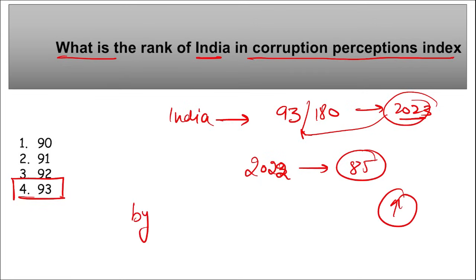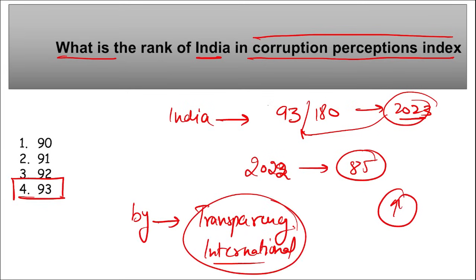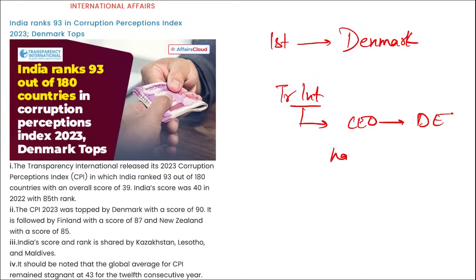This data was released by which organization? This corruption perception index was released by Transparency International, in which the rank of India was 93. In this index, which country has secured the top position? It was secured by Denmark. Denmark was on the top position. Mark this. Then if we talk about Transparency International, who is the chief executive officer? Daniel Eriksson. Where is the headquarter? It is in Berlin, Germany.